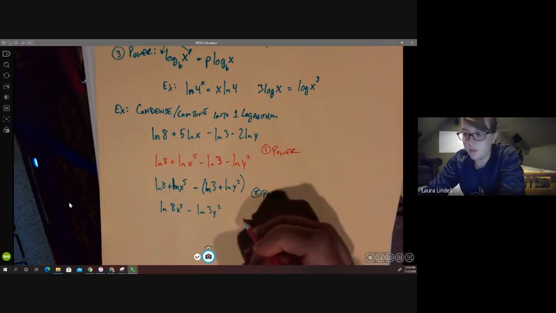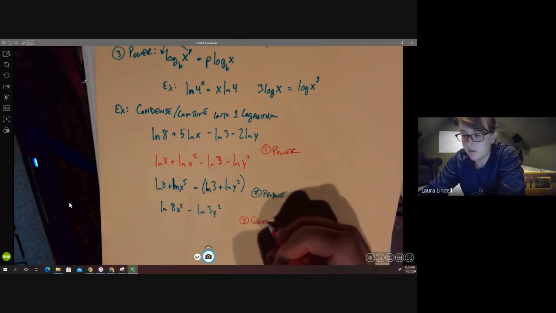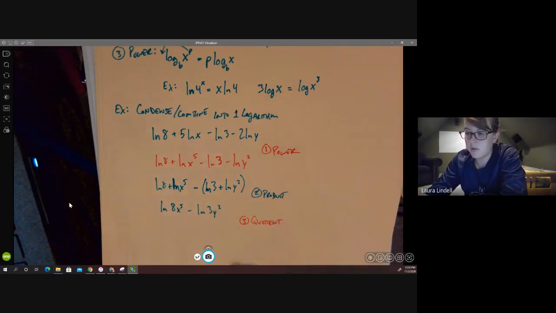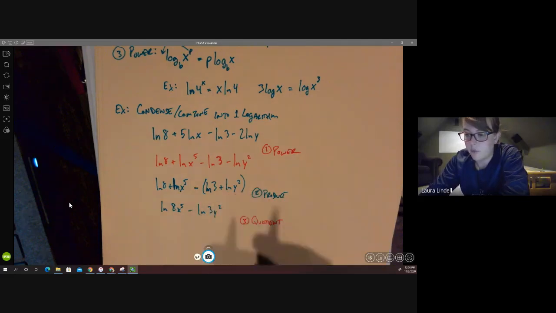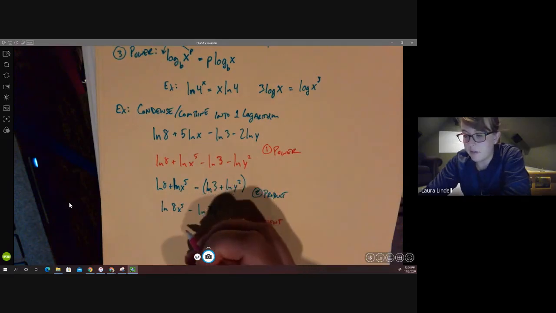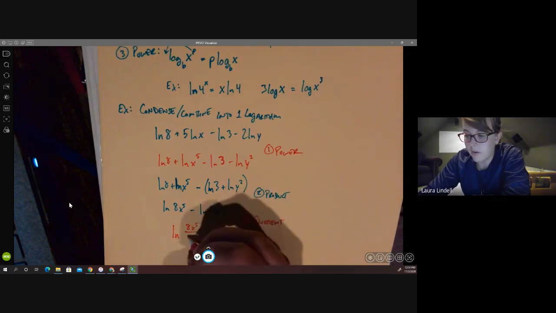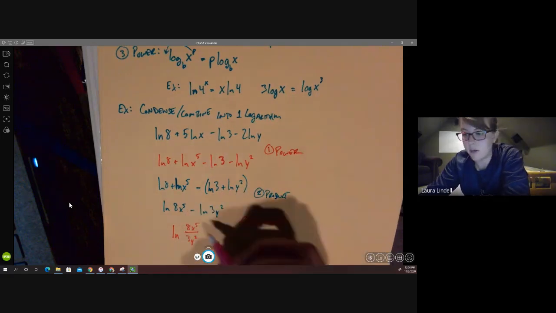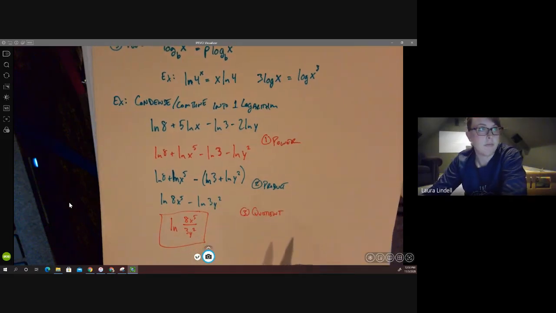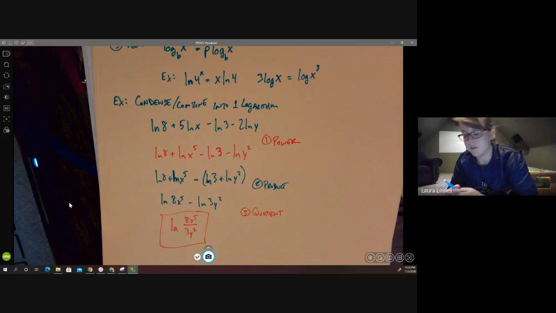Lastly, we're going to do the quotient. So then we'll end up with, since I have two things that are subtracted, that means I can divide them underneath one logarithm. So we have 8x to the 5th over 3y squared. And now it's all underneath one logarithm. So we've condensed this thing all the way down.